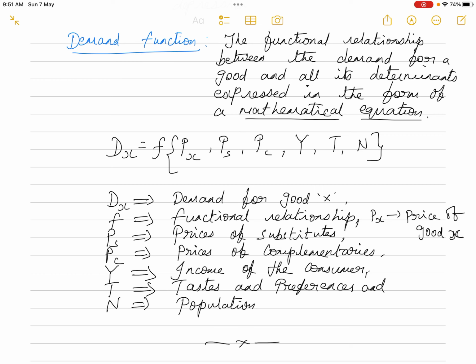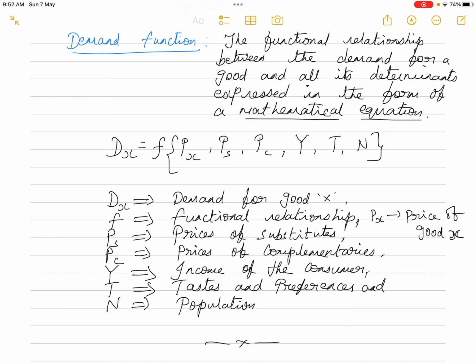Dx = f(Px, Ps, Pc, Y, T, N). So Dx here represents the demand for commodity x, f represents functional relationship, Px represents price of good x, Ps represents prices of substitutes, Pc represents prices of complementaries, Y represents income of the consumer, T represents taste and preferences, and N represents the population. So if all these determinants are expressed in the form of an equation, this is what is known as the demand function. Okay, now I will explain to you briefly the determinants of demand.